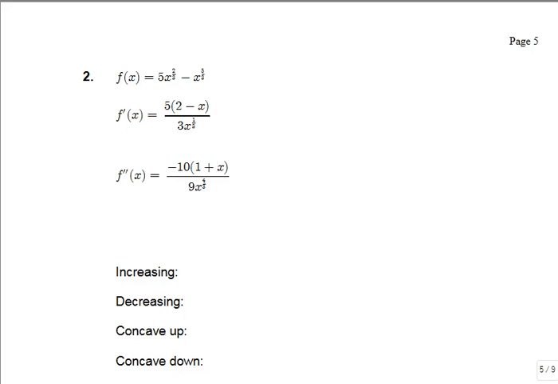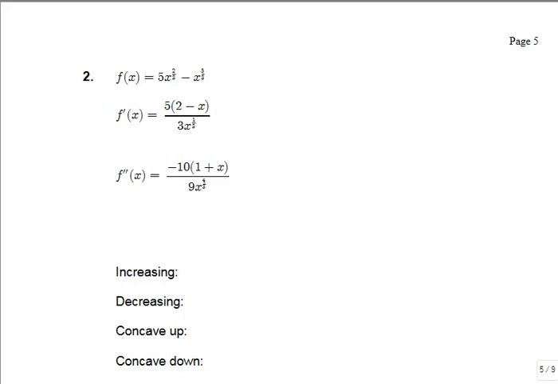Okay, so here's my next example. Here I want to take the function 5x to the 2/3 minus x to the 5/3. And I'm saving us a little bit of work here by already telling you what the first and second derivative are simplified. Sometimes that will be given to you, sometimes it won't. It just depends on the problem.